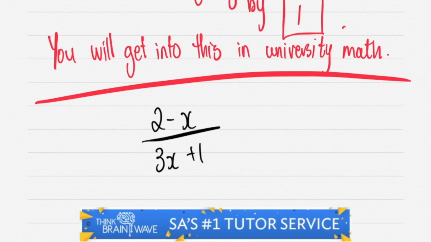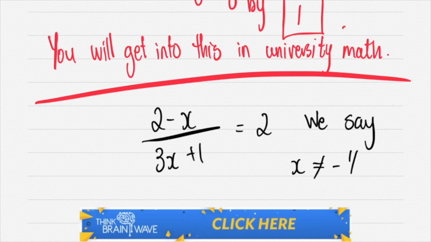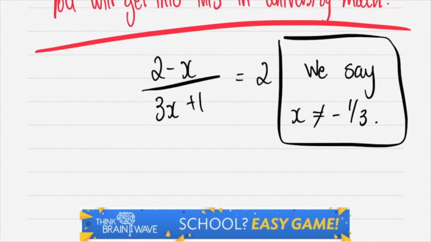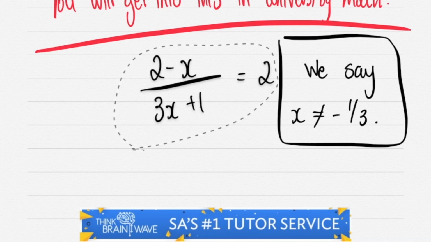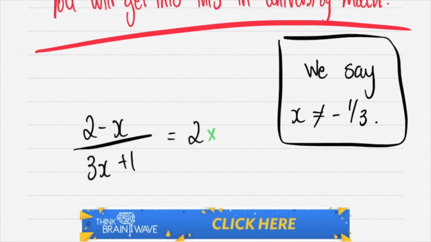Let's say (2 - x) over (3x + 1) is equal to 2. So we say x cannot equal negative 1 over 3. It's kind of imperative that you do this. It just shows the teacher that you actually understand really well about what's going on. A lot of people won't actually do this. So I've just moved that across.